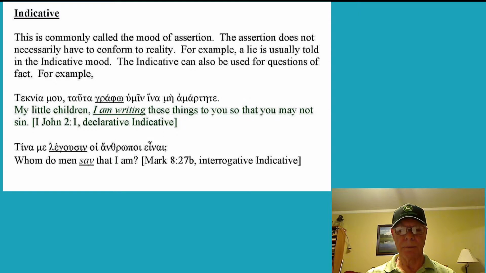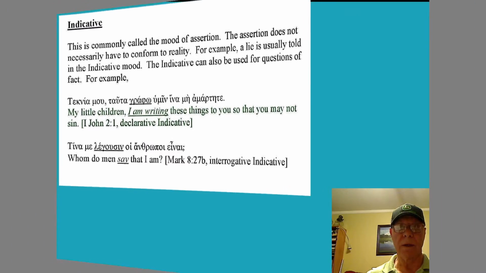From 1 John, Teknia mu tafta grapho imin inami amartite. My little children, I am writing these things to you so that you may not sin. This is called the declarative indicative. And from Mark 8:27, Tina me legusin e anthropi ine. Whom do men say that I am? This use is called the interrogative indicative.